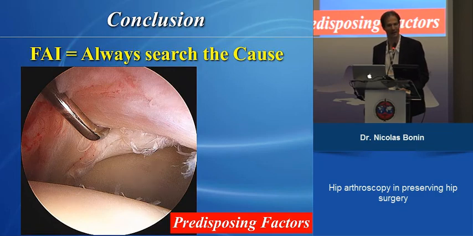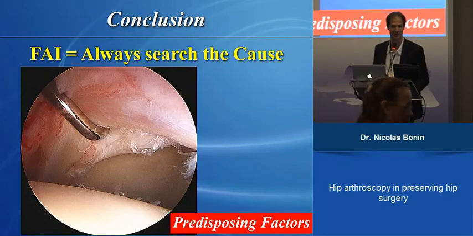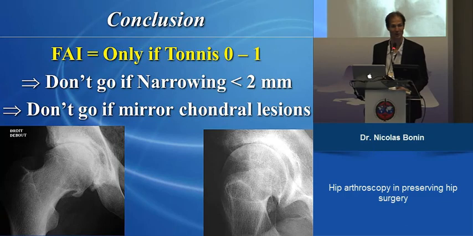So in conclusion, FAI is frequently a cause of osteoarthritis. In early cases, you can perform a good arthroscopy to take care of the lesion, but always search the cause, search for the FAI, search for the cam and for the pincer, and treat those predisposing factors. Second conclusion is that you only go if Tönnis is 0 or 1 and if joint space narrowing is higher than 2 millimeters. Otherwise, it's too late and you will go for another surgery.